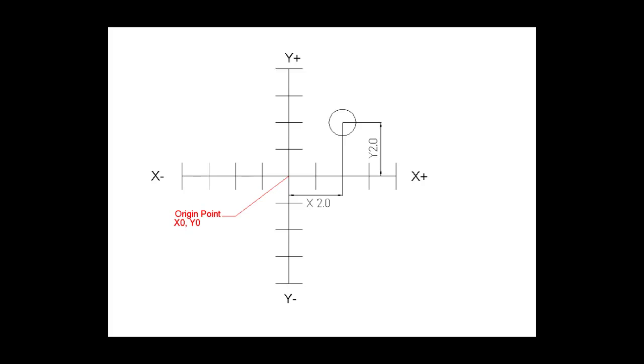The vertical dimension line passes through the circle and intersects the x-line 2 inches to the right of the origin point. By counting the segments from the point of origin along the x and y lines, you can see that the numerical address for our circle is x 2.0 and y 2.0.